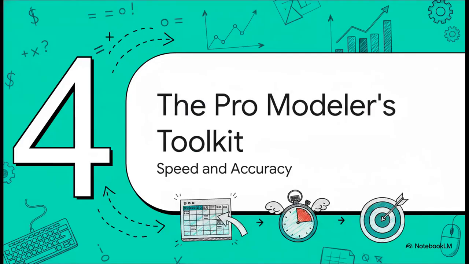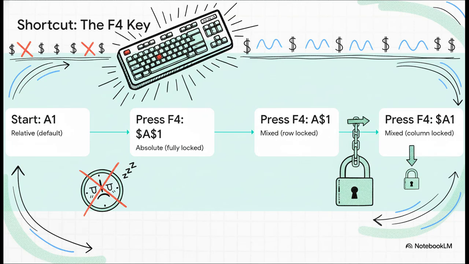Okay, so that's the theory. But how do you actually use this stuff quickly and accurately? Let's talk about the actual tools of the trade. Please meet your new best friend, the F4 key. You've got to stop typing dollar signs by hand. It's slow and it's a recipe for mistakes. Instead, just click on a cell reference inside your formula and hit F4. The first press locks everything. Press it again, it locks just the row. A third time locks just the column, and a fourth time brings you right back to the beginning. Cycling through with F4 is fast, it's efficient, and it's absolutely essential.